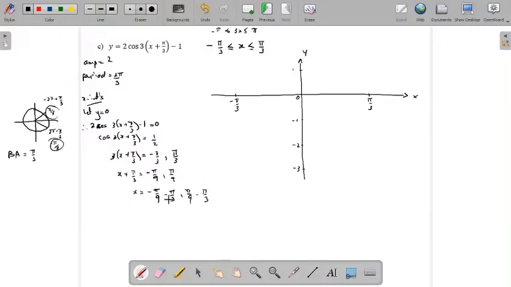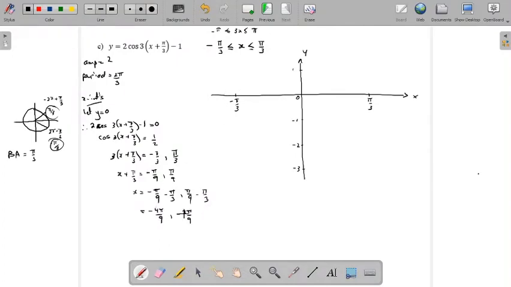Okay, so if we were to solve this here, pi on 3, that's the same as 3 pi over 9, so negative pi over 9 minus 3 pi over 9, that will be negative 4 pi over 9, and pi over 9 minus 3 pi over 9 is going to be negative 2 pi over 9. However, we'll notice that negative 4 pi over 9 is actually outside the domain.